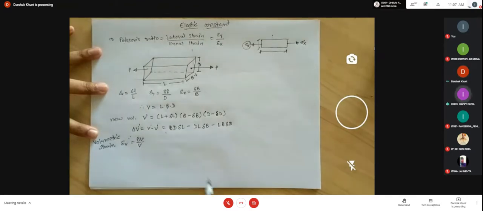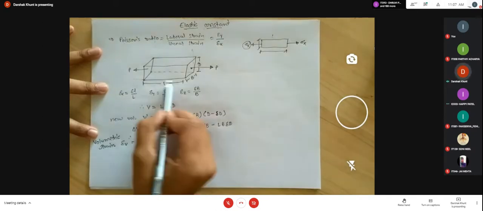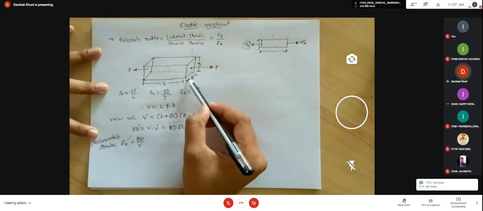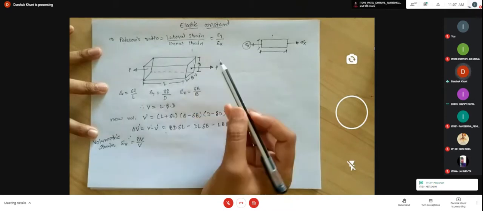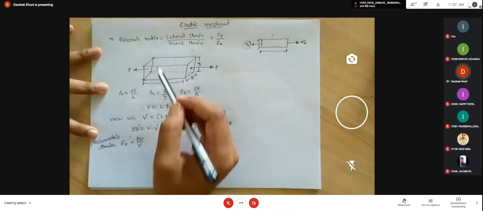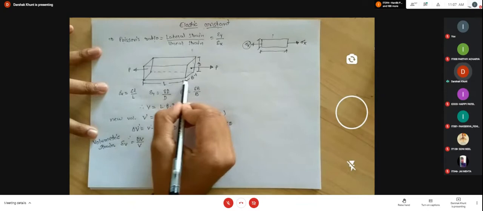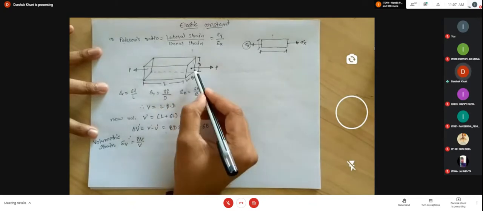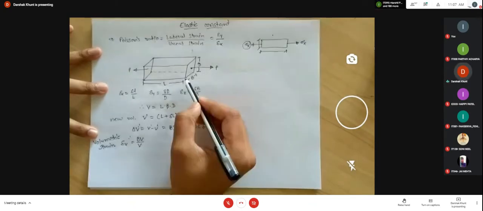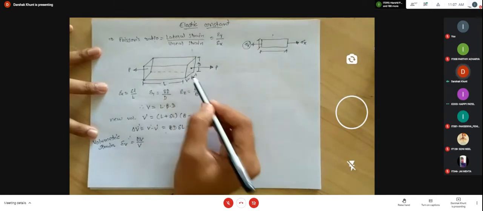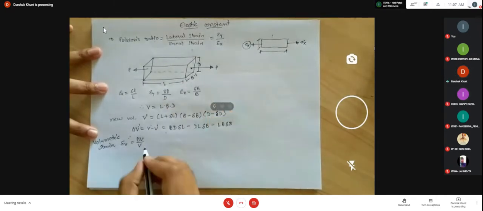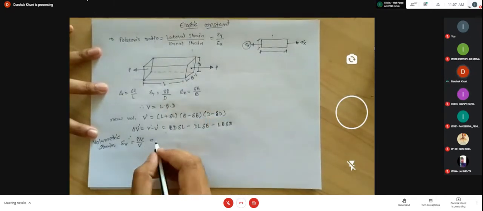Okay. Sir, will the volume not remain constant? No, volume is not constant, because the change in the length is not equal to the change in the width or depth. They depend on the Poisson ratio. Here, suppose 1 unit is increase in length, so it is not 1 unit decrease in the depth or width, okay? Because they are not the same amount of increase or decrease. Okay, sir.